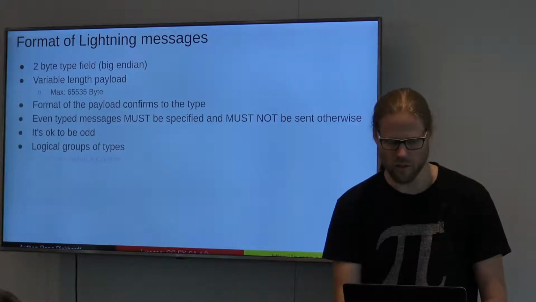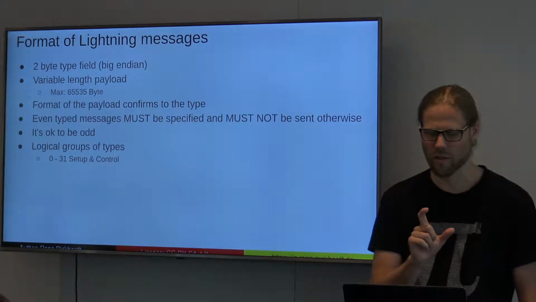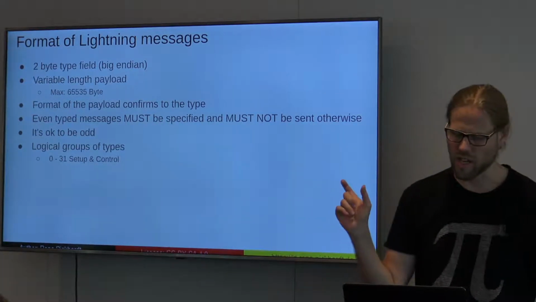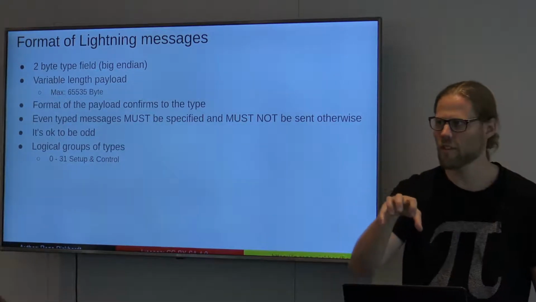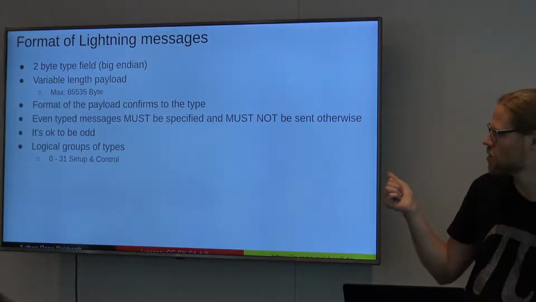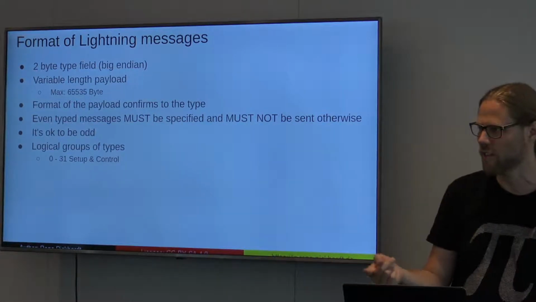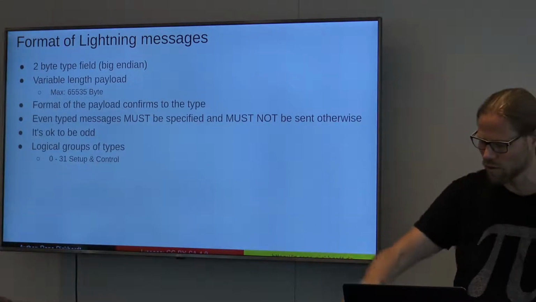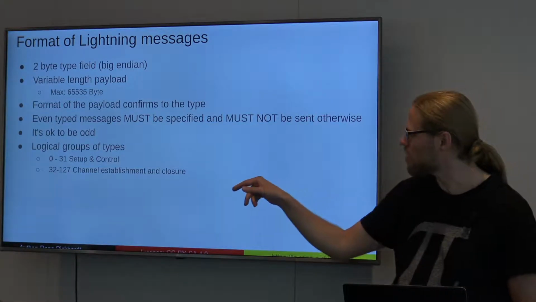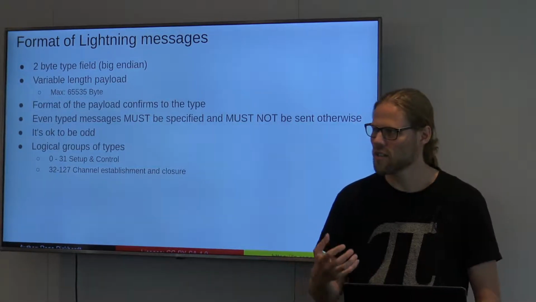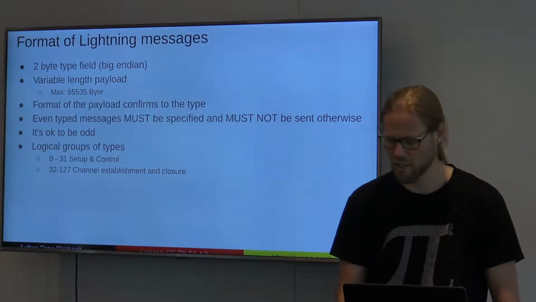There are also some logical groups of types if you look at the BOLT specification. The first 32 types are for setup and control of how peers are interacting with each other. I think if you paid close attention to Christian's talk, there was type 16 that was init and type 17 that was the error message, right, which was the setup and control. And then there are the types up to 127, which is channel establishment and closure of channels, which I will talk a little bit about right now.